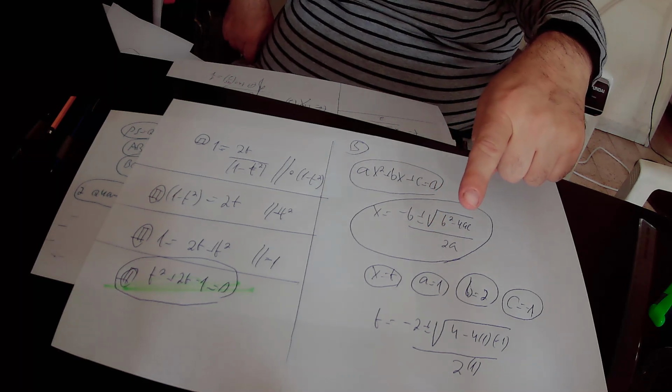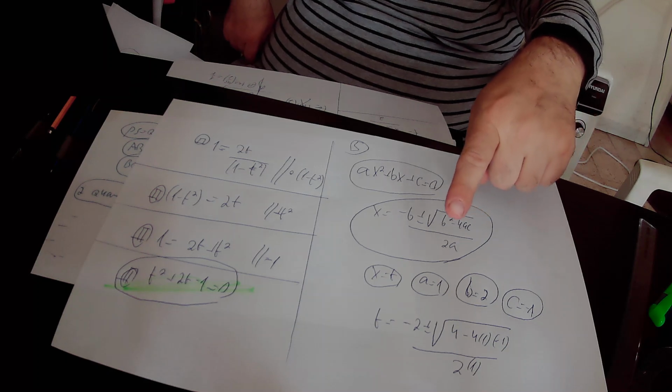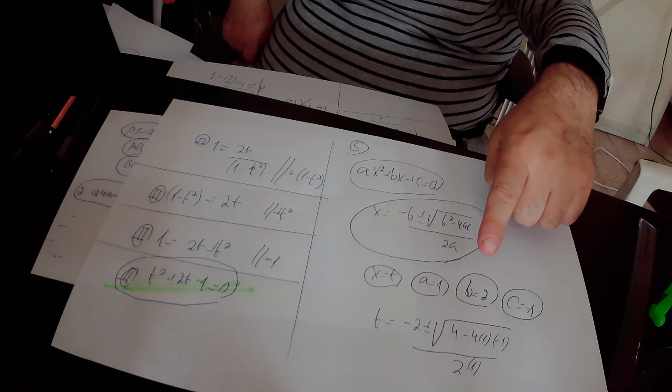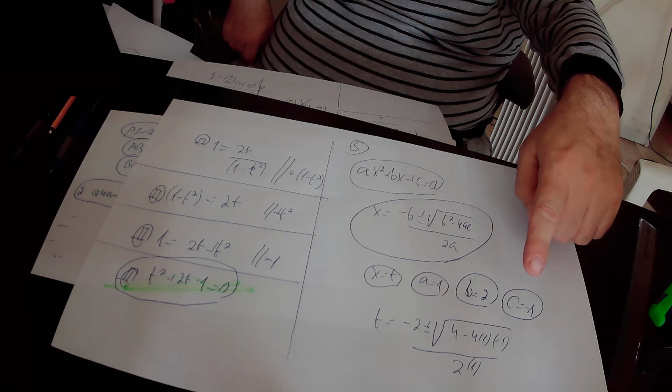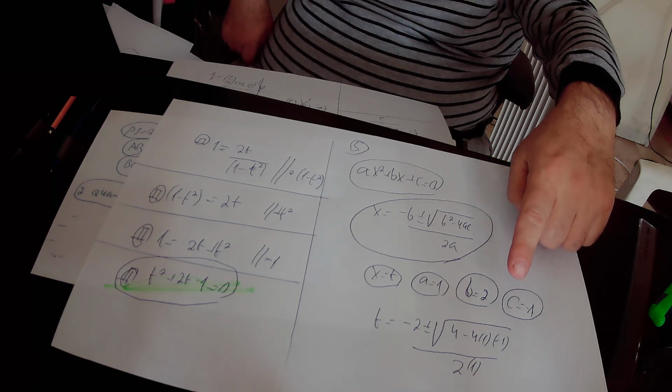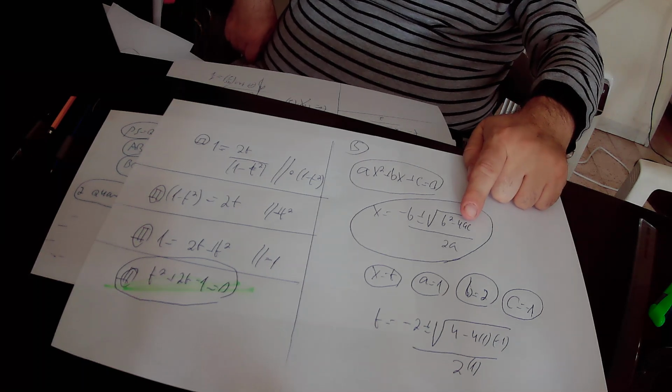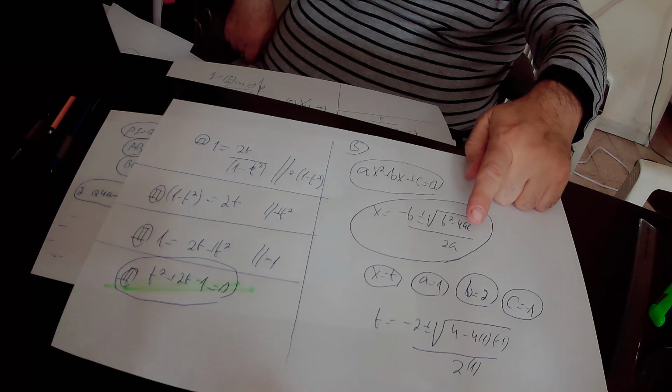And it is equals to minus b. B is 2, so minus b is minus 2, plus minus square root of b squared. B is 2, so b squared is 2 squared, that is 4, minus 4 times a, that is 1, times c, that is minus 1, over 2a. So it is over 2, and a is 1, so it is 2 times 1.